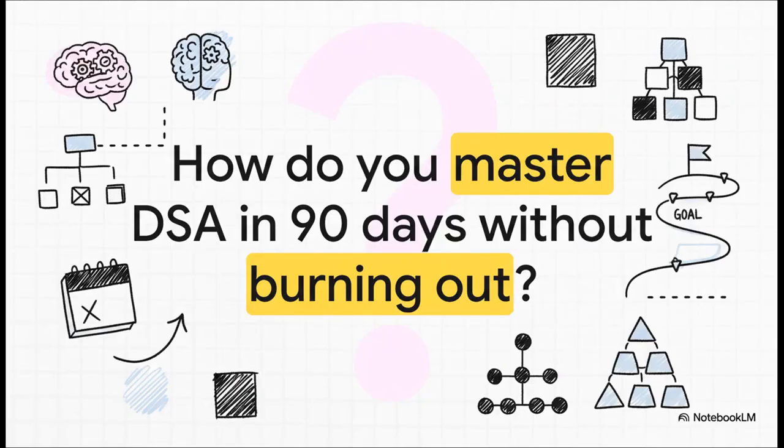science. And that really is the big question, isn't it? How do you actually master this stuff in 90 days without completely burning out? Because it's not just about cramming information, it's about learning in a way that actually sticks, you know? The goal here is real mastery, not just some frantic sprint right before a big interview. And the secret? Well, it all comes down to having a system.